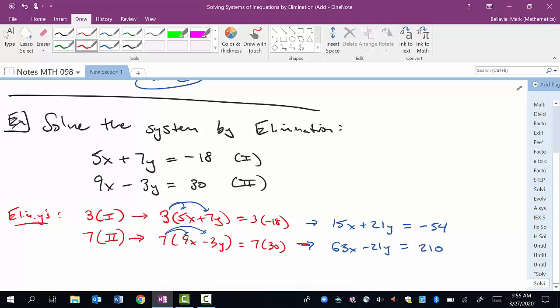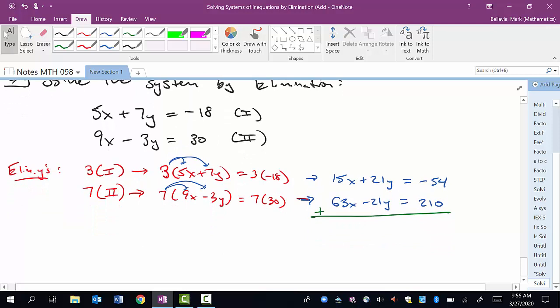Now remember, we call this elimination method because we're going to add these together to eliminate one of the variables. Make sure you know you're adding here. So 15x plus 63x ends up giving me 78x. Positive 21y minus 21y, well, those cancel out. They should. We chose to eliminate y's, right? That was something that we chose at the very beginning. And it's equal to, make sure you have your equal sign, negative 54 plus 210 is 156.